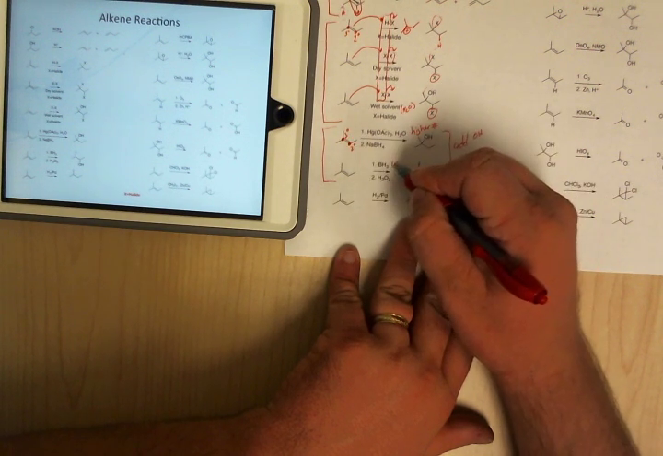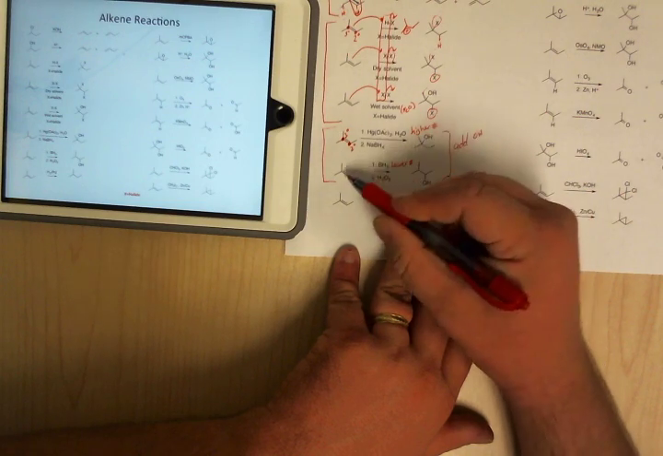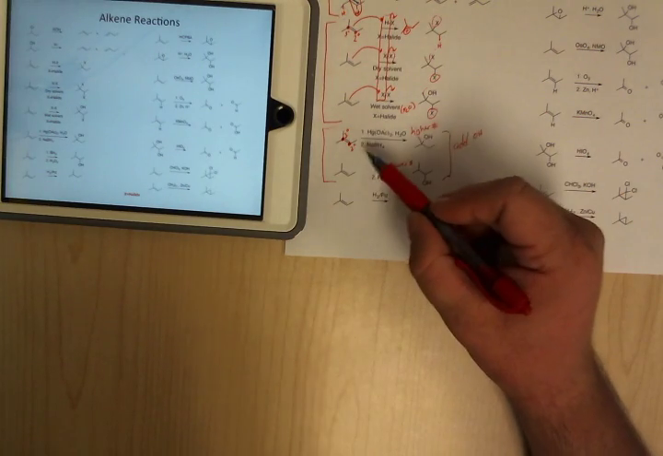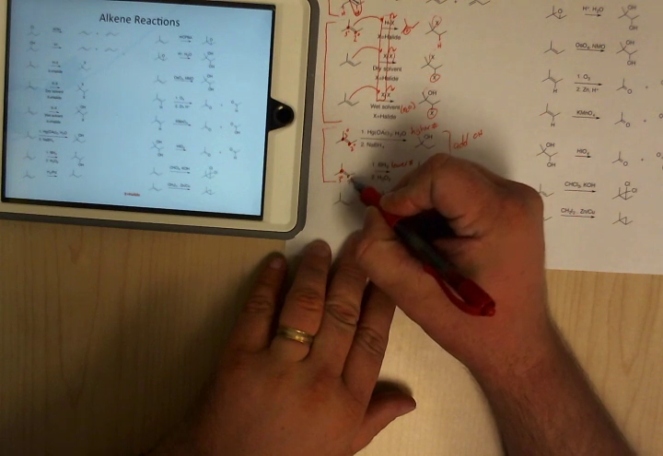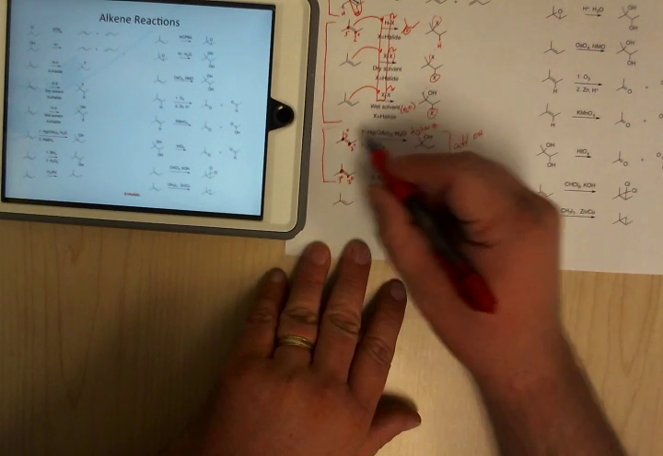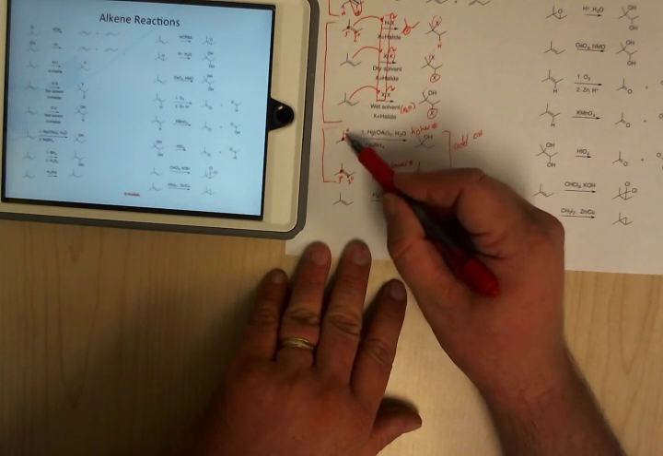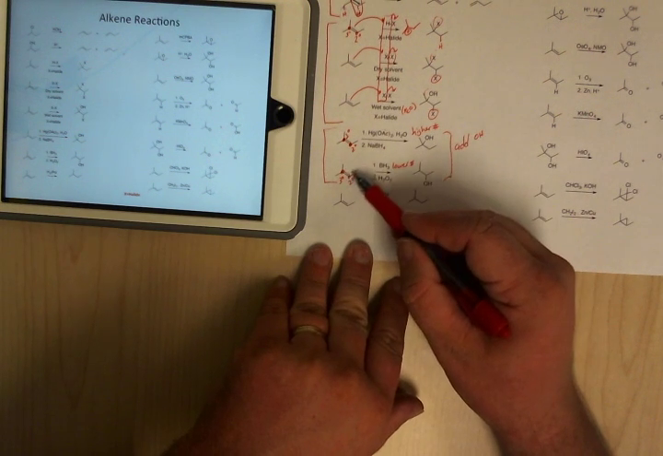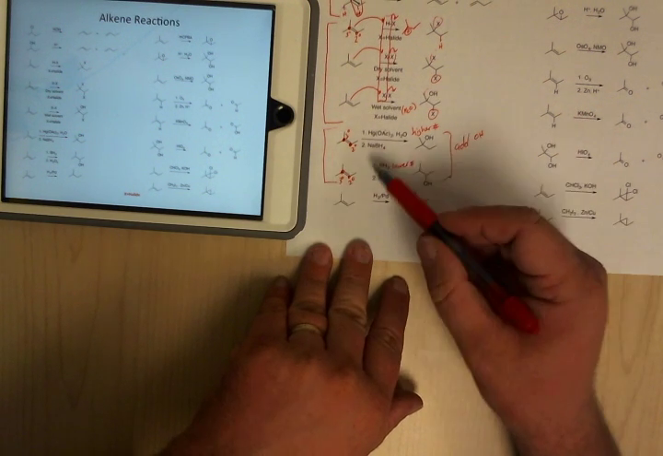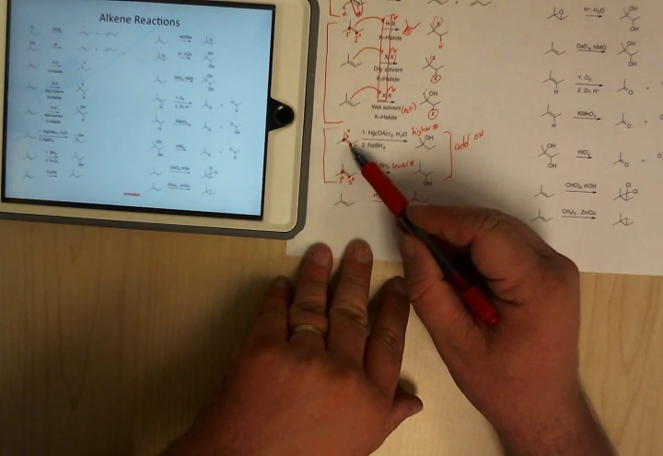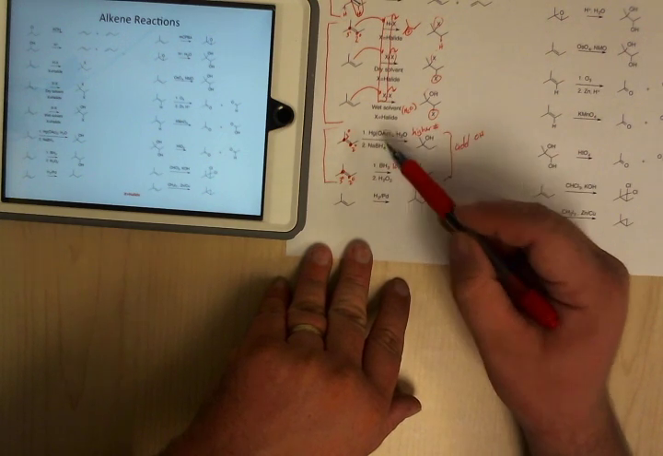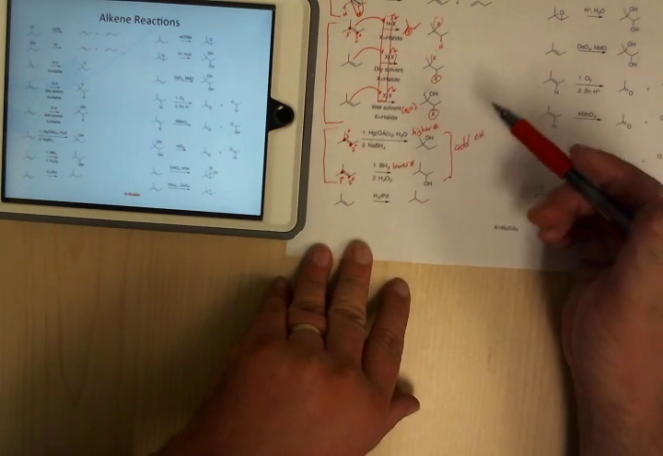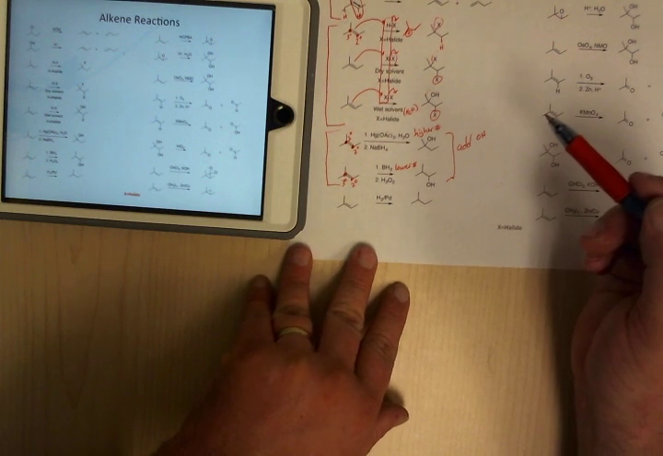This one adds to the lower numbered side, right? So this one again, tertiary, secondary. Here it added OH on the tertiary side. Here it added to the secondary side. Now if you had primary versus secondary, this one would add to the secondary, this one would add to the primary. This goes on the higher number, this goes on the lower number, right? So we're using our toolkit to do it either way.